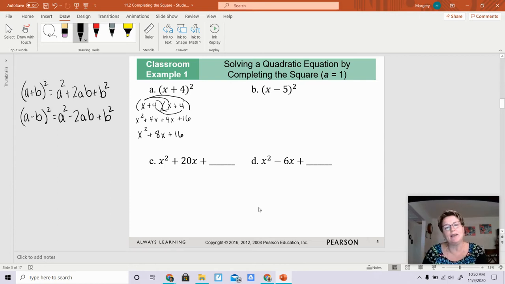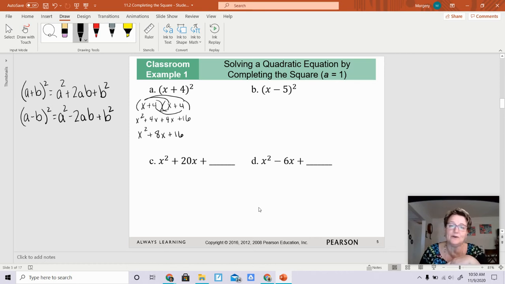So let me show you how you can check your answers. x times x is x squared. 4 times 4 is 16. x times 4 is 4x. 4x times 2 is 8x. So that's how using this formula helps you take a perfect square trinomial and actually factor it.